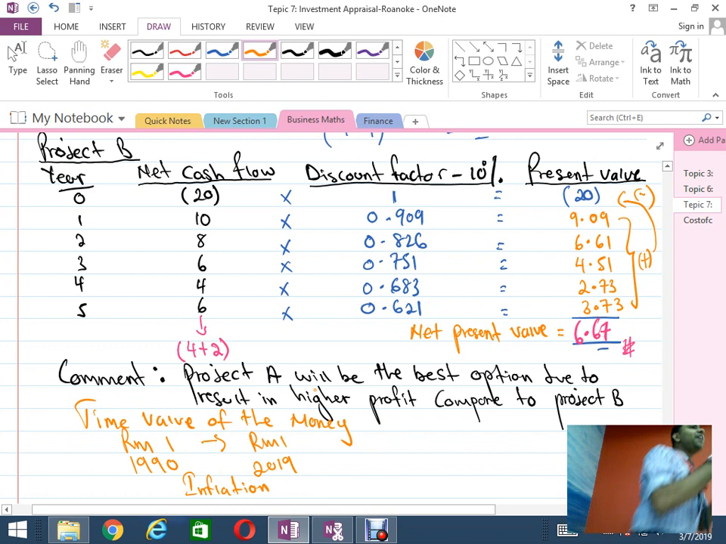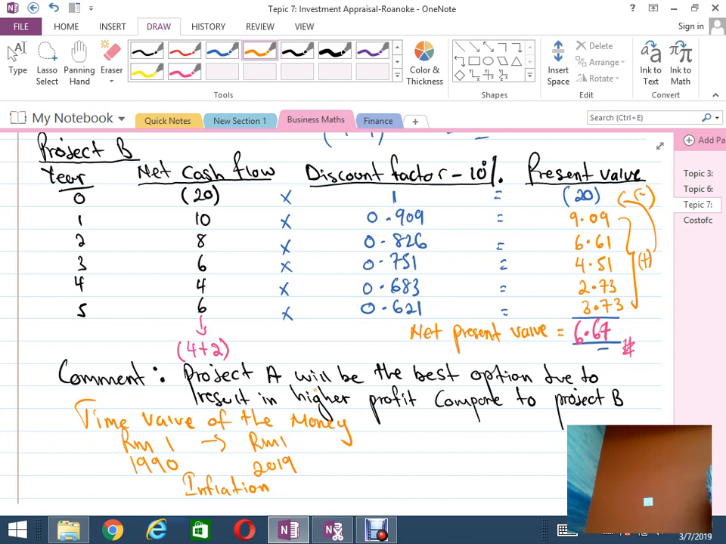Now, where is inflation included? In the discount factor. So in NPV, it recognizes inflation. It recognizes the tax. It recognizes all the other costs. So from this point of view, which method is the best?